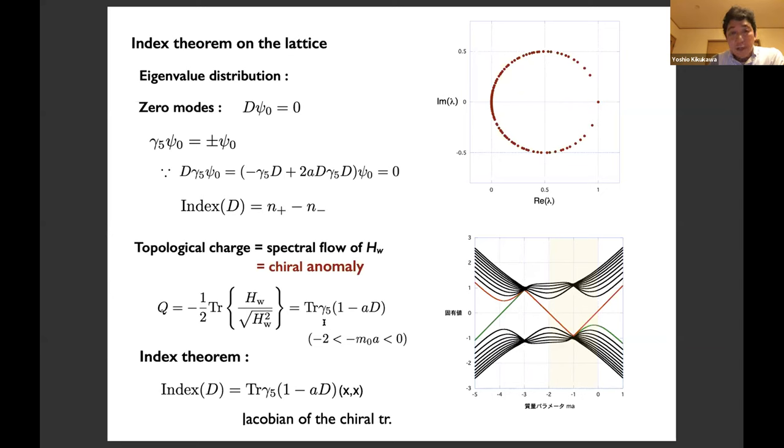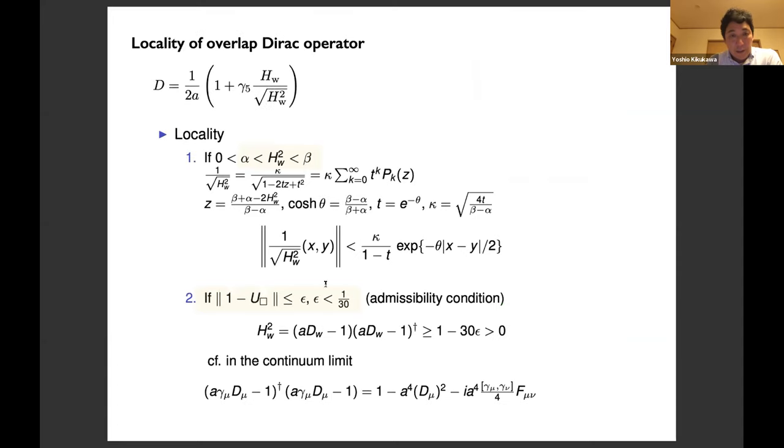Okay, so in this case, we have an index theorem on the lattice with a finite lattice spacing a. But it sounds very strange, because on the lattice any link field can be deformed to the trivial link field continuously. So why can this happen on the lattice? And the trick is that we are imposing the admissibility condition to make the Dirac operator local.